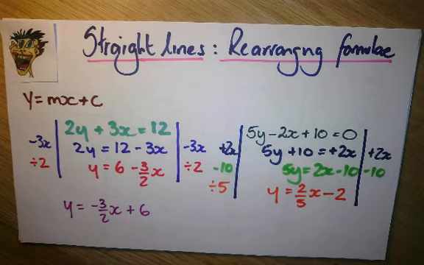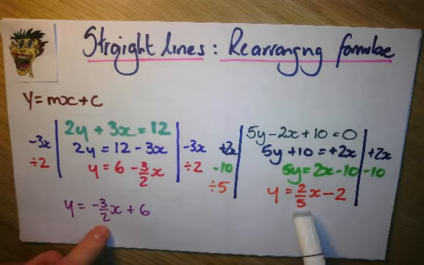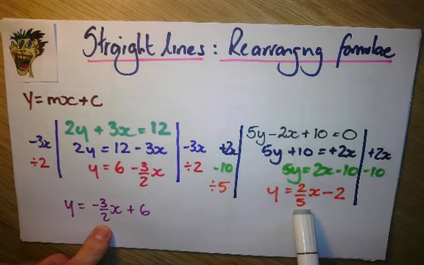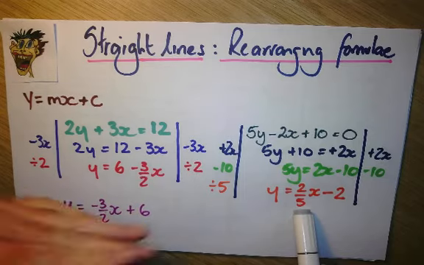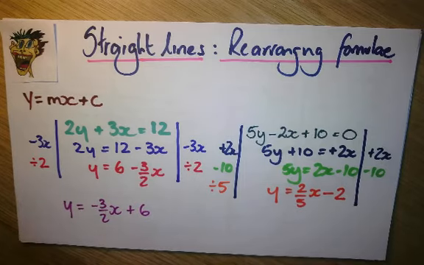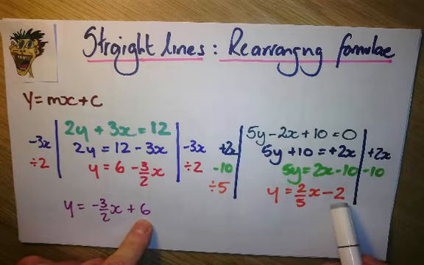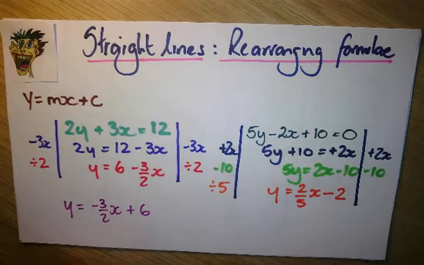And once you've rearranged, you can see if these were parallel, they'd have the same gradient, and they don't. This one actually goes down, this one goes up. If they crossed at the same point, they'd have the same c values, which they don't. But by rearranging them into y equals mx plus c, you then can compare and contrast. Hope this has helped.